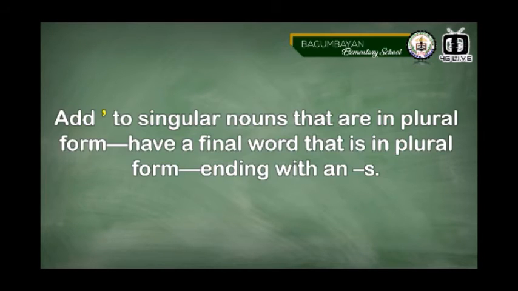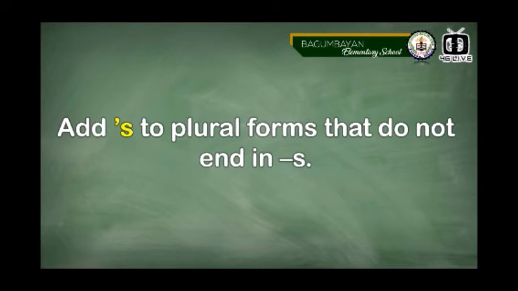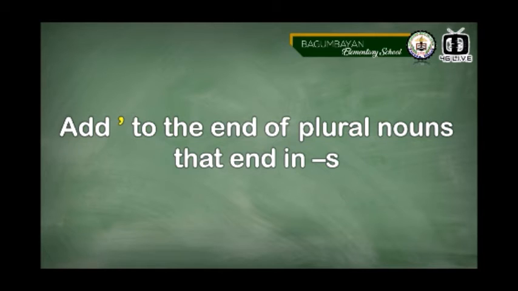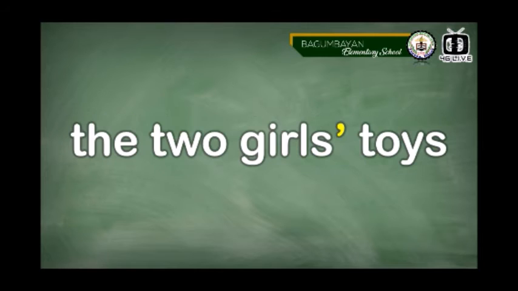Second rule, add apostrophe to singular nouns that end in s. For example, Chocolate Hills View. Third rule, add apostrophe s to plural forms that do not end in s. For example, the children's game. Fourth rule, add apostrophe to the end of plural nouns that end in s. For example, the two girls' toys.